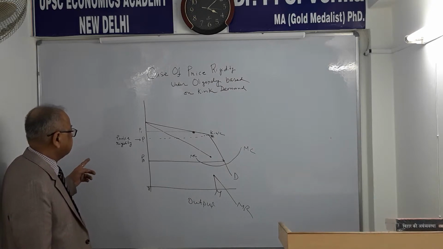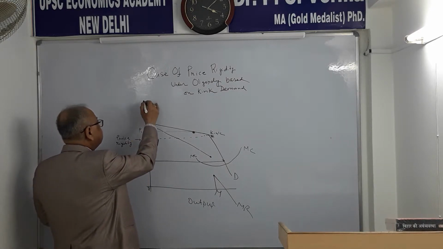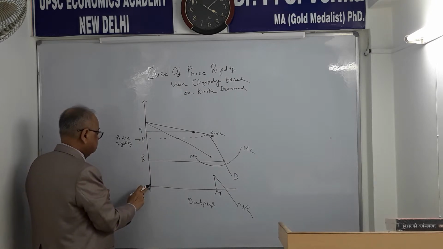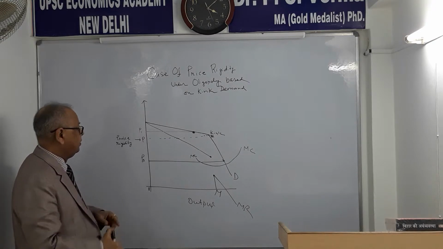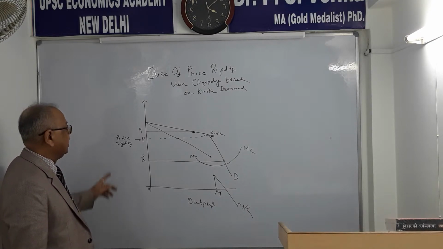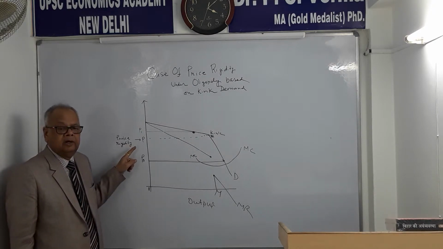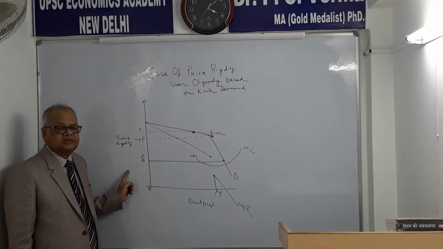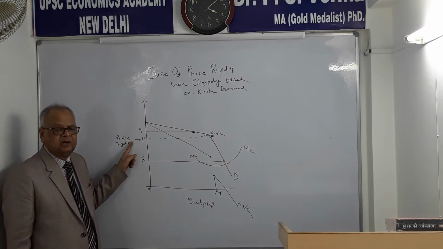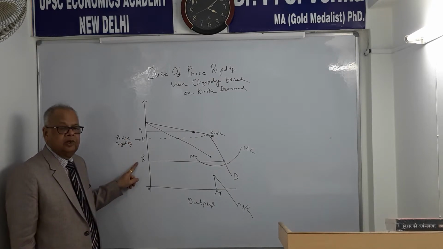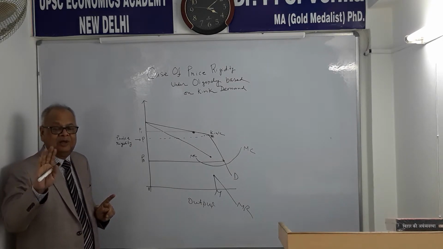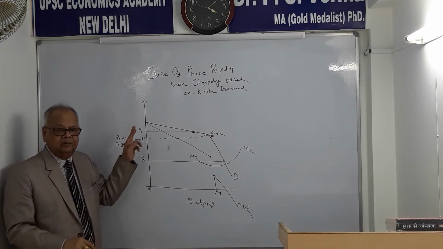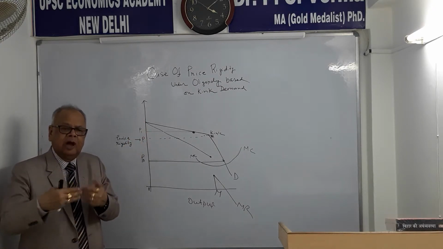Thereafter, no firm will try to charge a lower price than the kink price fixed. The lower price is OP0. The kink price is OP. No firm will try this. So why is it so? In the higher case, you will be out of the market.